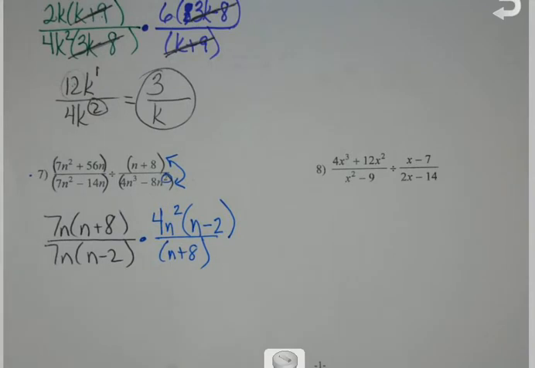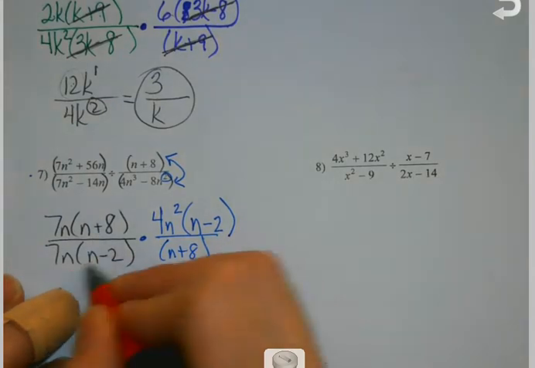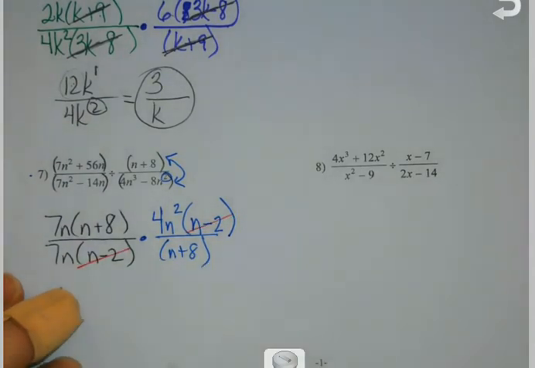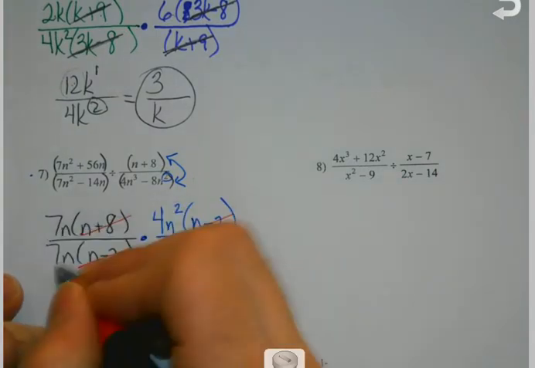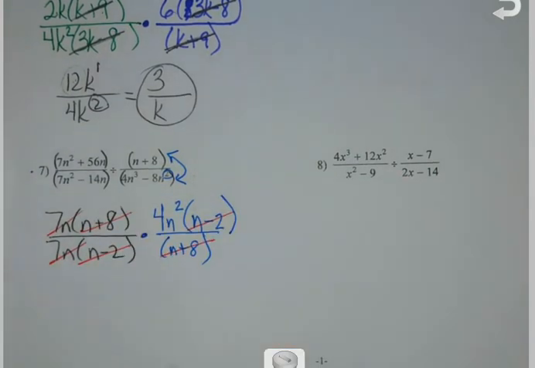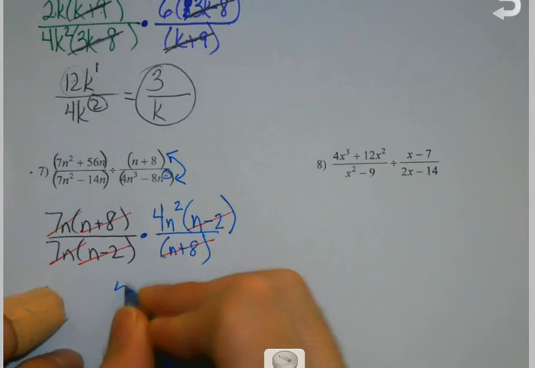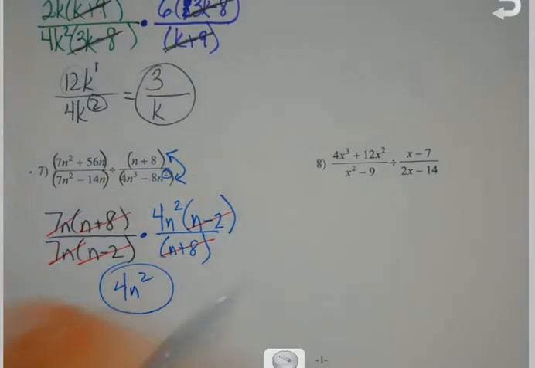So again, any sets of parentheses that are identical, top to bottom or cross, I can cancel. So n minus 2, see ya. N plus 8, adios. 7n's, see ya. It's just 4n squared. And a lot of times you'll see a lot of things that cancel. Now sometimes you may only cancel like a single number. That happens sometimes. But otherwise, not a bad deal.